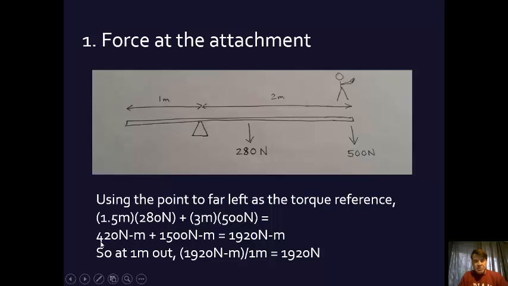Again, I put the meters in my calculation. So we end up with 420 plus 1500 equals 1920 newtons of force on this end. And so then at 1 meter out, I divided by 1 meter to get rid of the meters, and I end up with 1920 newtons pushing down at this particular point as a result of all this over here. Well, there you have it, my attempt to do one of the exercises in the back of the book using principles of equilibrium.